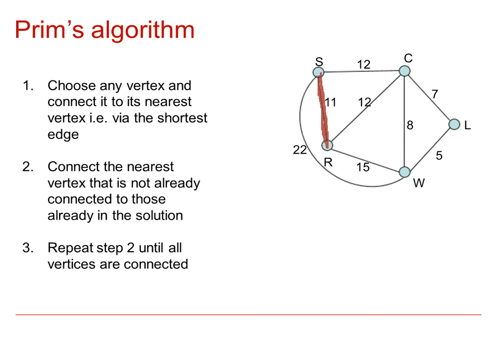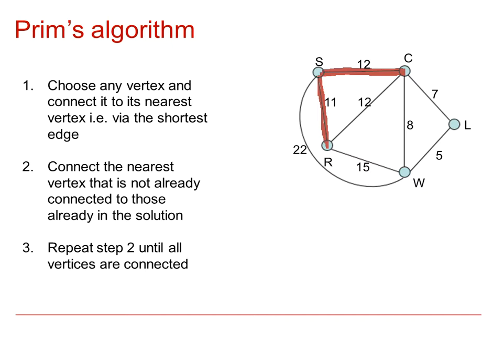So then connect the nearest vertex that is not connected to this solution. So we have to look what is nearest both to S and to R. So if we look at S first of all, we've got 12 and 22, and to R we've got a choice of 12 or 15. So one of the 12. So let's take the 12 going from S to C.